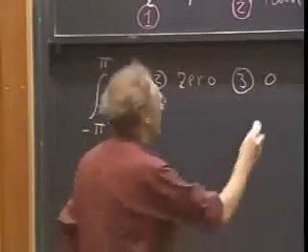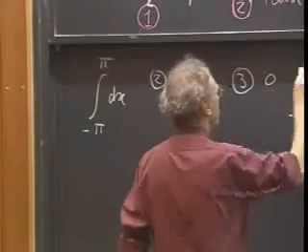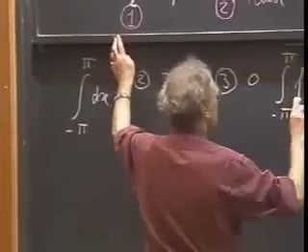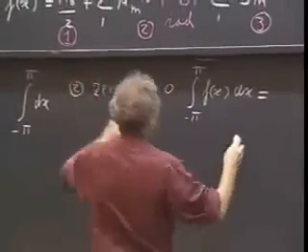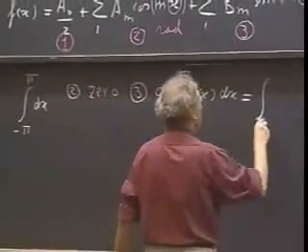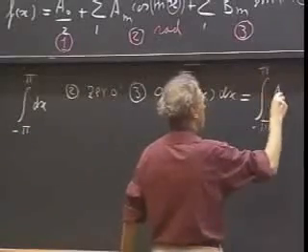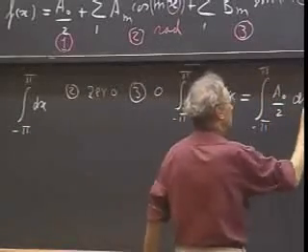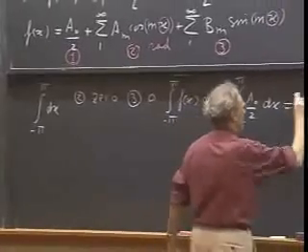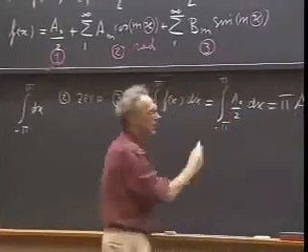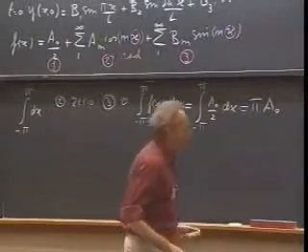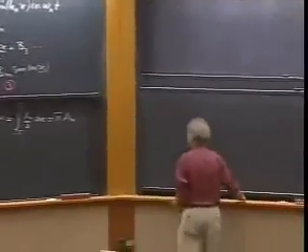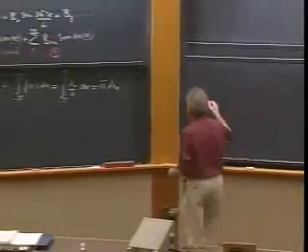And so what you're left with is that the integral from minus pi to plus pi of f(x) dx is then the integral from minus pi to plus pi of a0 divided by 2 dx. And that is pi times a0. That's immediately obvious. So we now already have our first way of calculating a0.